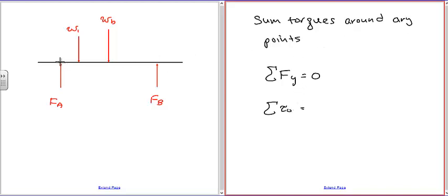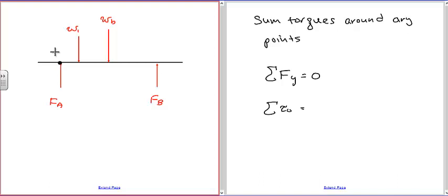If you have an unknown force, it's usually best to sum the torques around one of the unknown forces, the support forces. That just makes the solution easier. You could choose any place. You could sum around point B. You could sum around either end of the beam. You could do it around the middle of the beam. All those are going to give the same result.